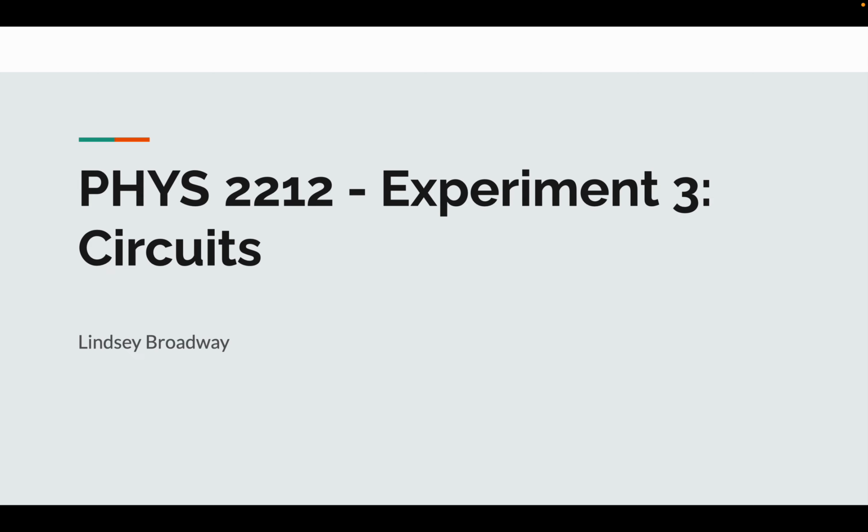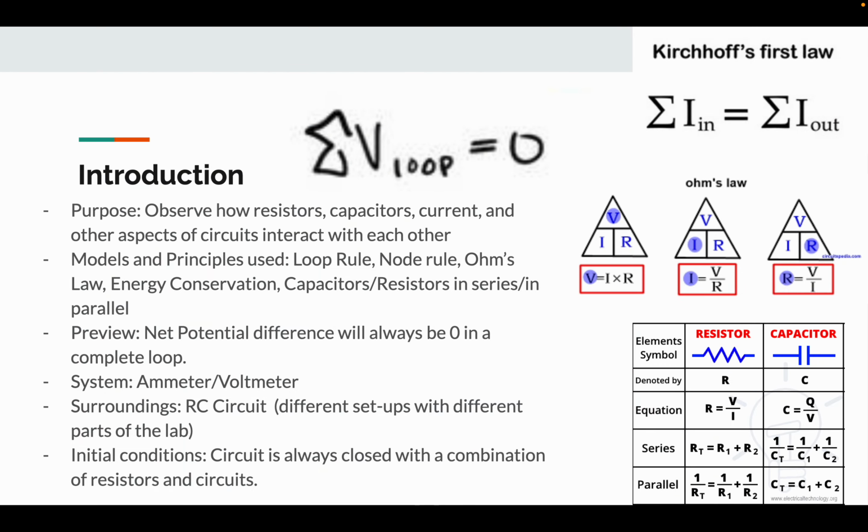This is Physics 2212, Experiment 3, Circuits. The purpose of this lab is to observe how resistors, capacitors, current, and other aspects of circuits interact with each other in different scenarios. Some of the main models and principles used are the loop rule, so the sum of the potential will be zero in a round trip. The node rule, which is that the sum of the current into a node is the sum of the current out of the node. Ohm's law, which is that voltage is equal to the current times the resistance, energy conservation, and then some rules about capacitors and resistors in series or in parallel, which you can see in the bottom right corner in that chart.